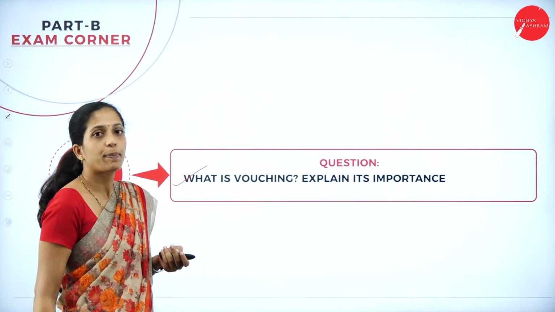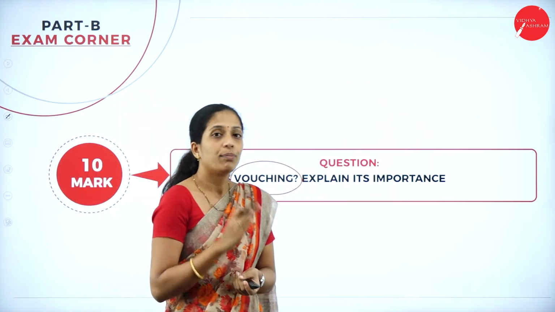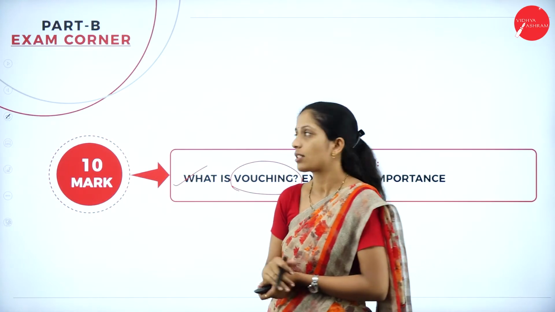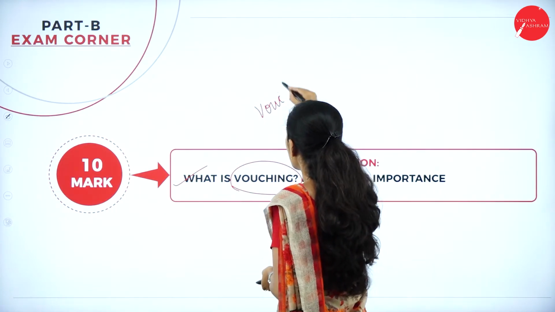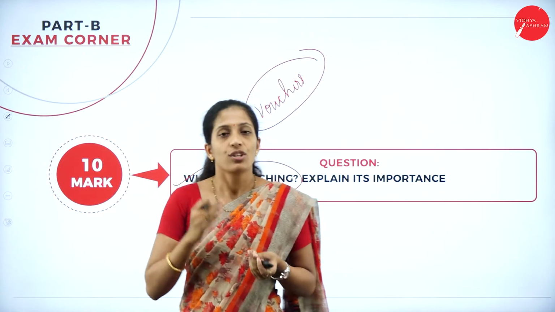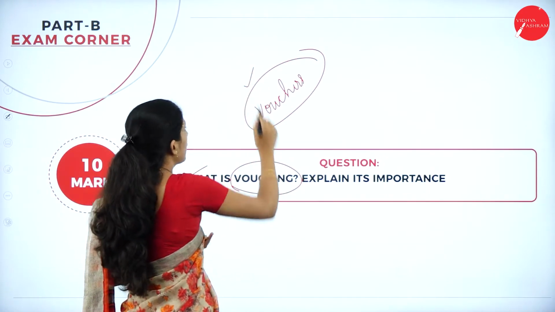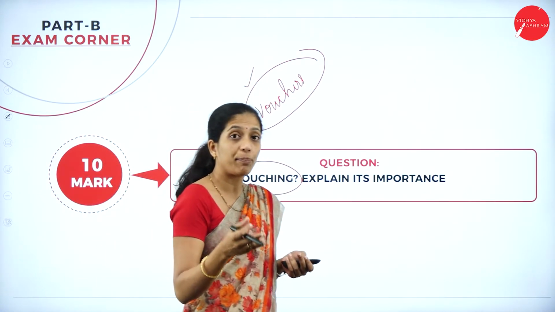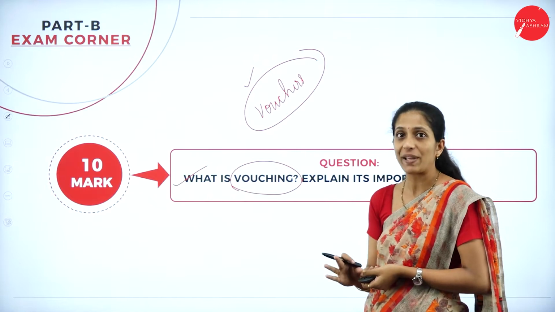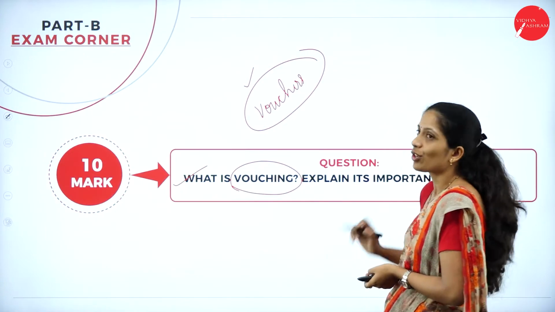What is vouching? Explain its importance. Now what do you mean by vouching? You know, in books of account, each and every transaction should be recorded along with the respective vouchers. Now what do you mean by vouchers? The documentary evidence in support of a transaction is called a voucher. For each and every transaction, there should be a supporting voucher. It may be a receipt or a bill, a cash memo or an invoice. Such a document should be there in order to record each and every transaction in the books of account. That is known as a voucher.